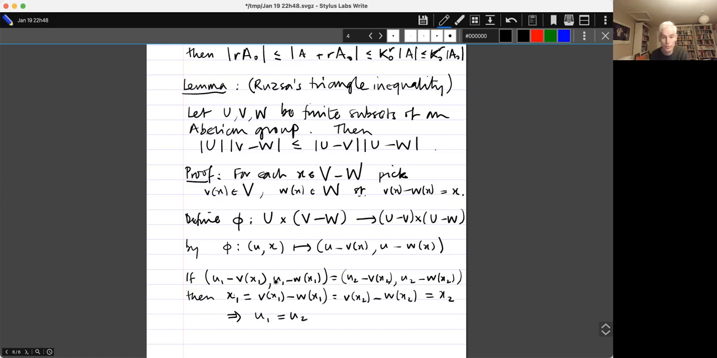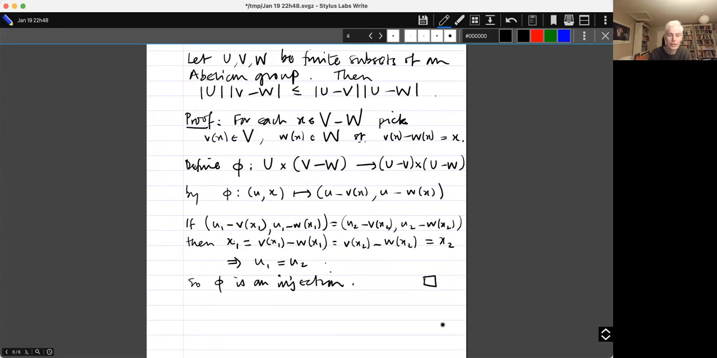And if I'd wanted to, I could have used the fact that this coordinate equals this coordinate to get that u1 equals u2. And so we finished. So phi is an injection, and that completes the proof. If you've got an injection from one set to another, the second set is bigger than the first set.